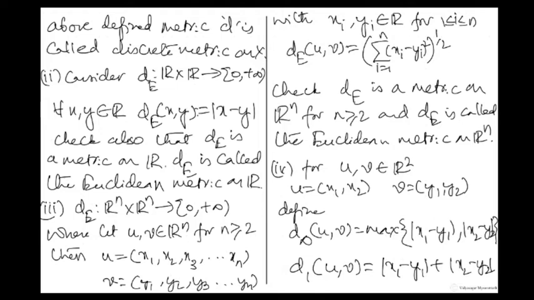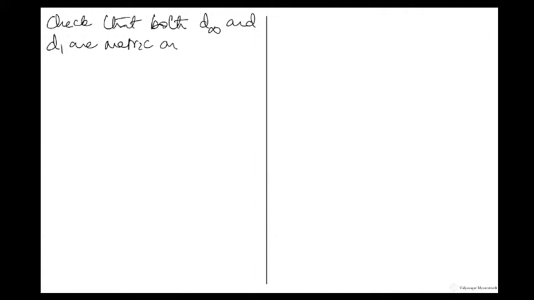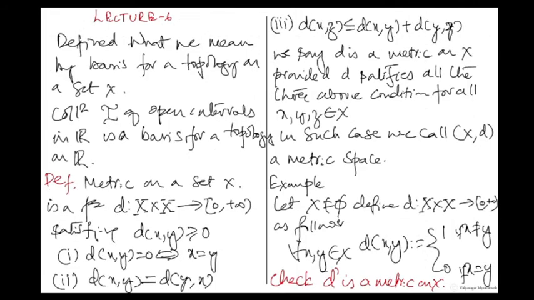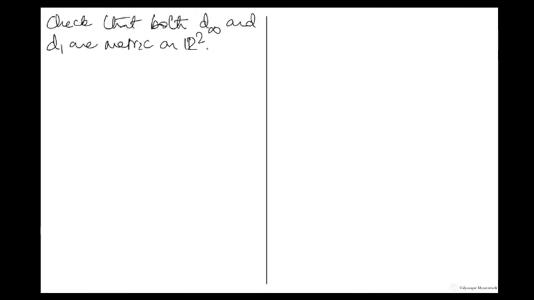Again, I will not go into the proof of all of this. It could be found in any standard textbook. Check that both d infinity and d1 are metrics on R^2. So these are some examples of metric spaces.